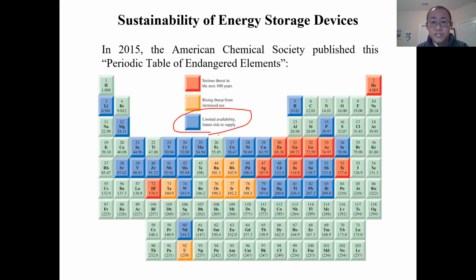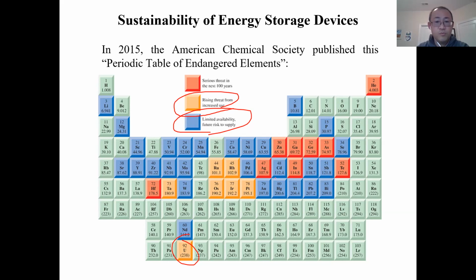They may have a risk to supply because they now have relatively limited availability. And the orange ones have a rising threat from increasing use. For example, one here, which is not related to battery, of course, we learned in chapter 7 that uranium is used in power plants, nuclear power plants, and also nuclear weapons. So they're a rising threat from increasing use.